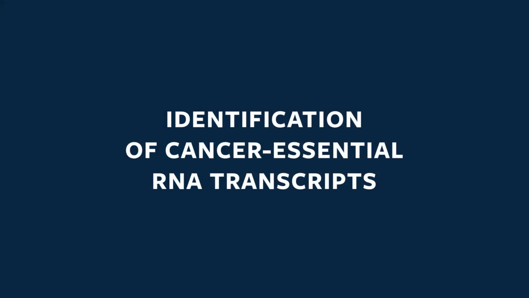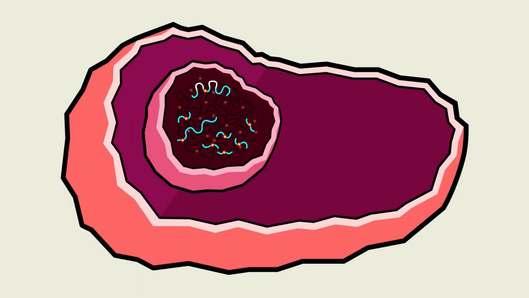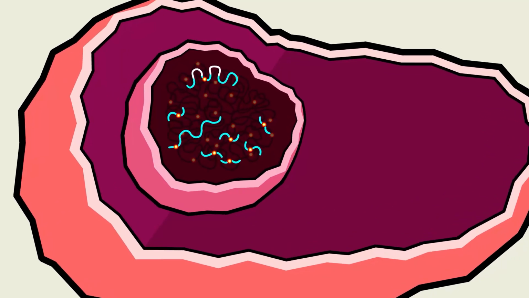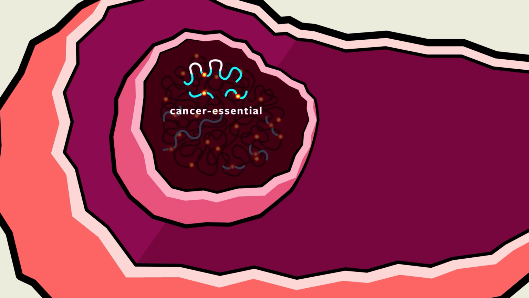Identification of cancer-essential RNA transcripts. The previously described transcripts, present in cancers and absent from normal adult cells, are referred to as cancer-specific. However, typically only a subset of those cancer-specific transcripts are essential for the viability of the cancer.